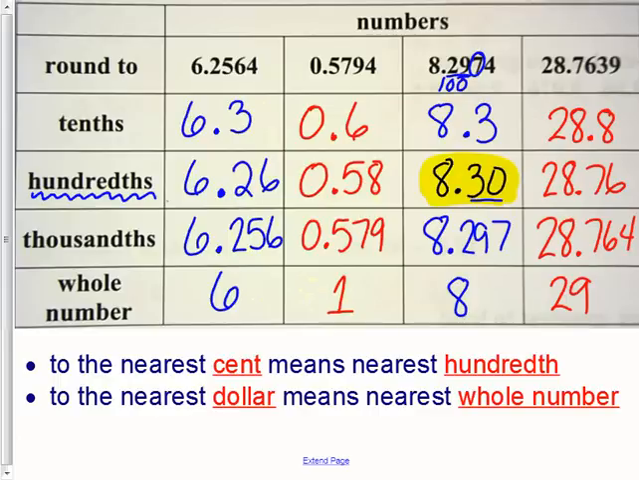And if we don't keep that 0, then we only have digits out to the tenths. If we're rounding to the nearest hundredth, we have to have something in the hundredths spot. Make sure that you note at the bottom that if we're rounding to the nearest cent, that means to the nearest hundredth. Money is 2 places after the decimal. If we're rounding to the nearest dollar, that means we're rounding to the nearest whole number because dollars are the part that come before the decimal when we write money.